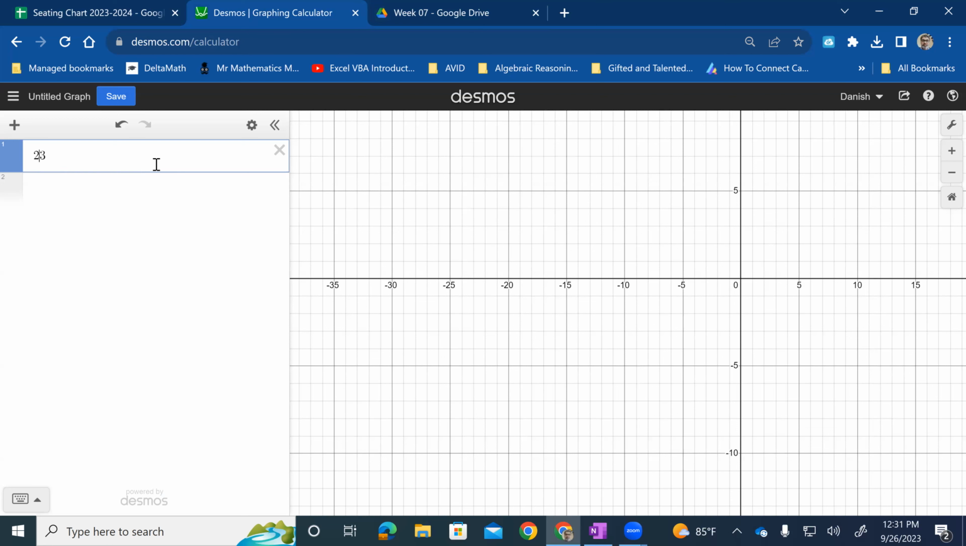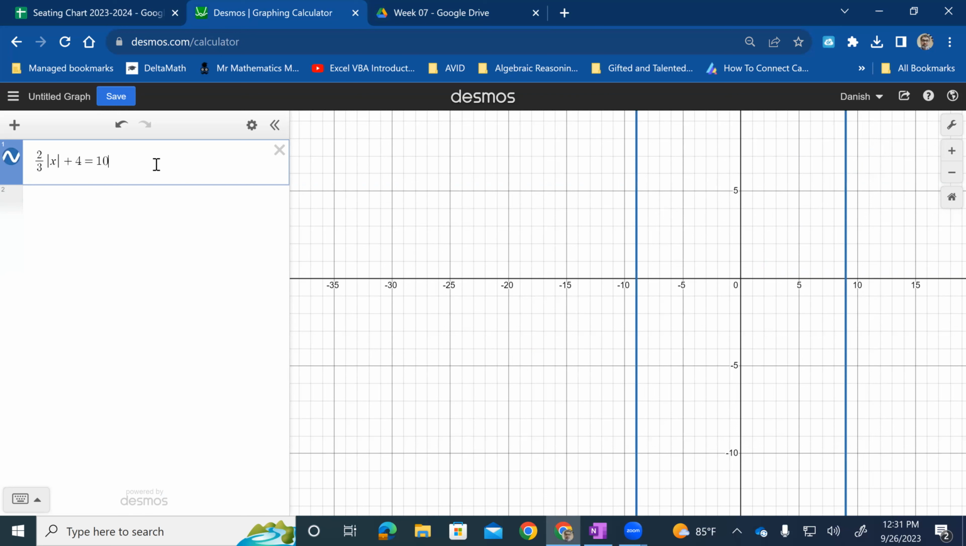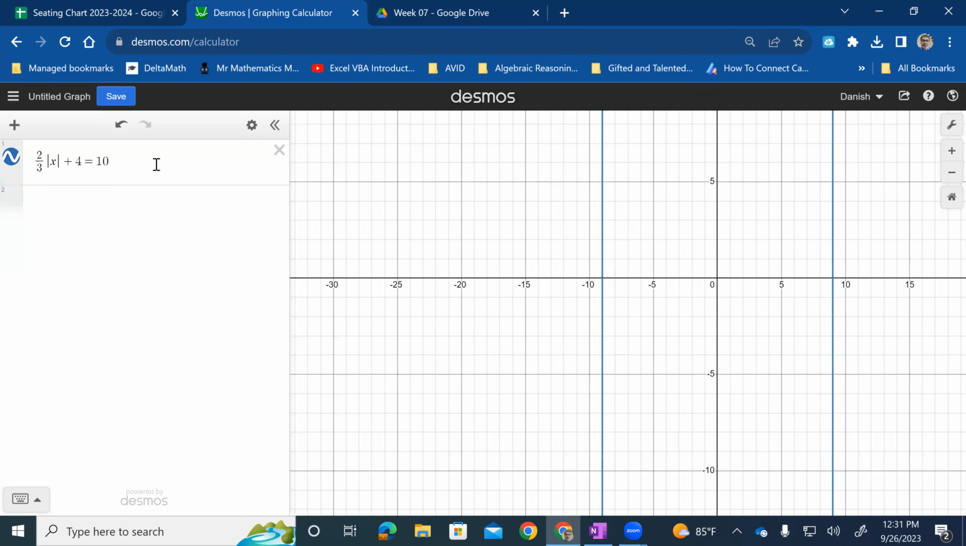So the same way, 2 by 3. What will I do then? Absolute value of x. 2 by 3 times absolute value of x, plus 4. Do you see something on the plot? The plot is there. And I told you, as soon as I bring the equality sign, the plot will be gone, and that will completely change. Equals what? Equals 10.